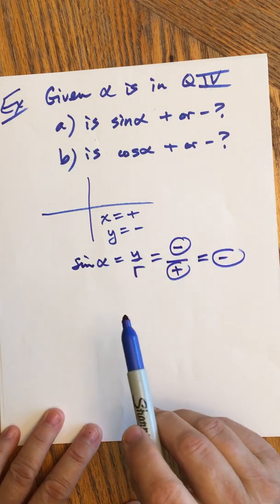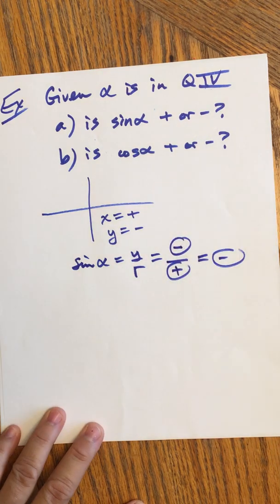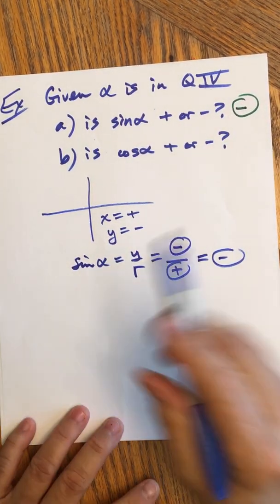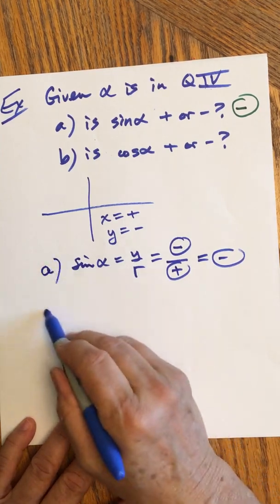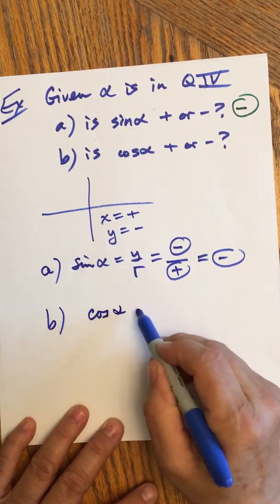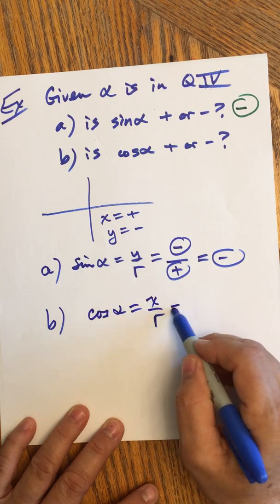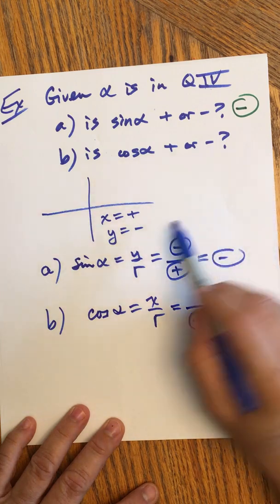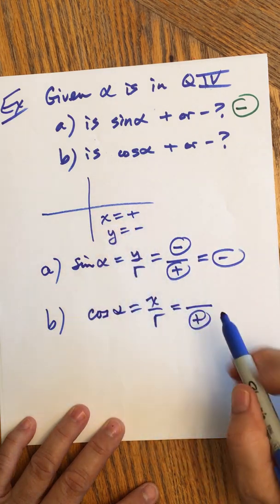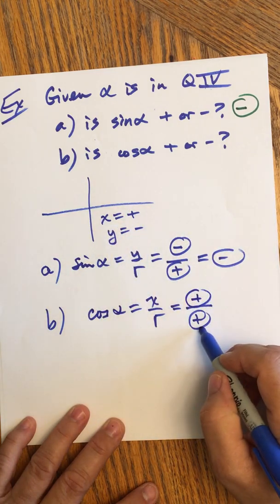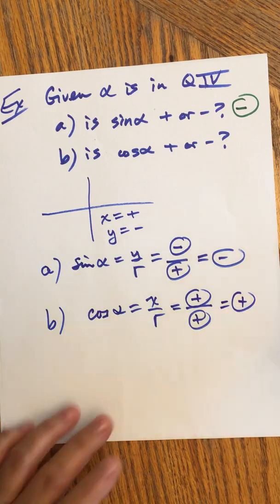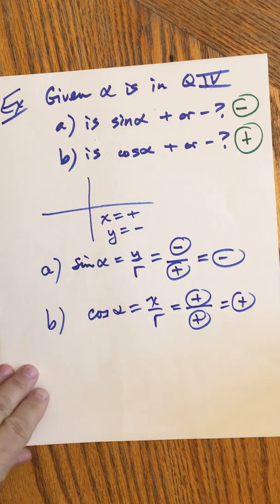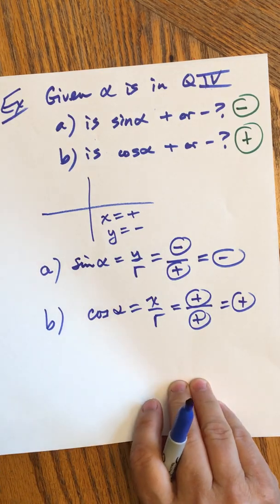So in this case, is sine positive or negative? It is negative. Okay. And then cosine, so that's A. B, cosine of the angle is defined as x over r. But remember, r is always positive, and so what is x? Well, I know that here x is positive, right? So I have a positive divided by positive is positive. So what I know is cosine is always positive in quadrant 4. Okay.